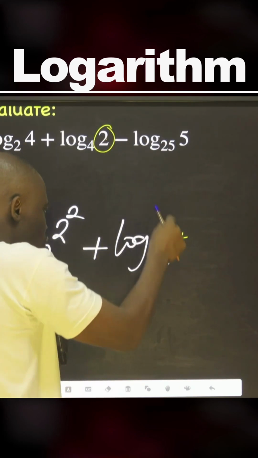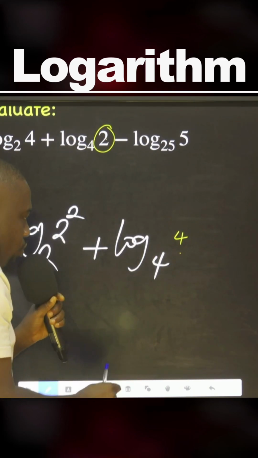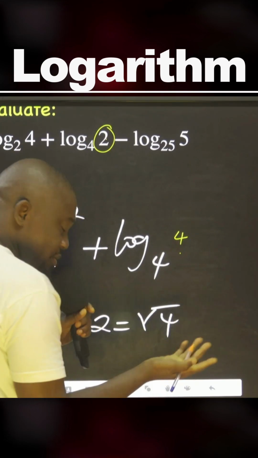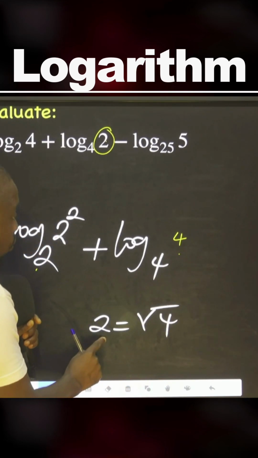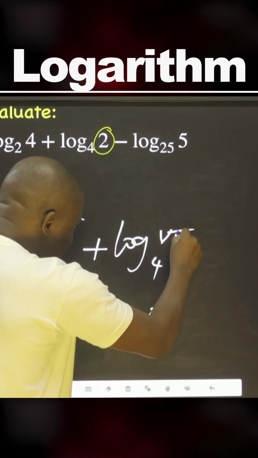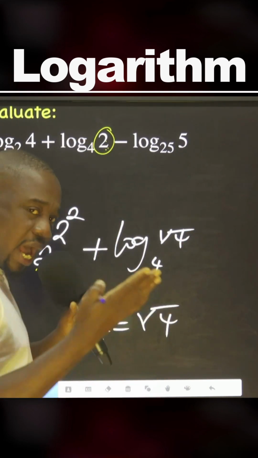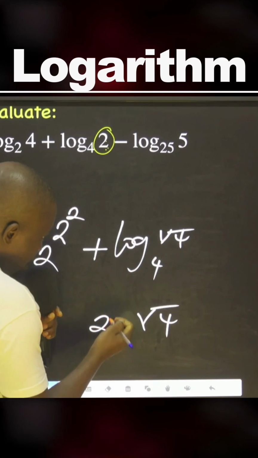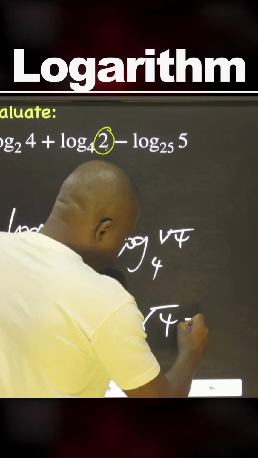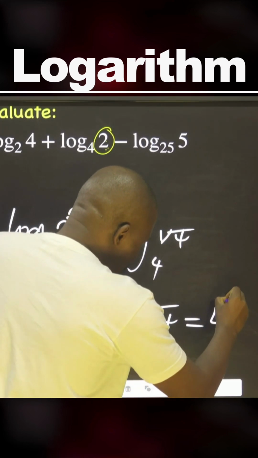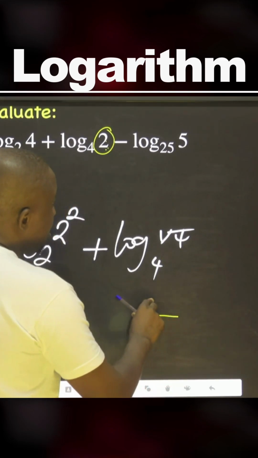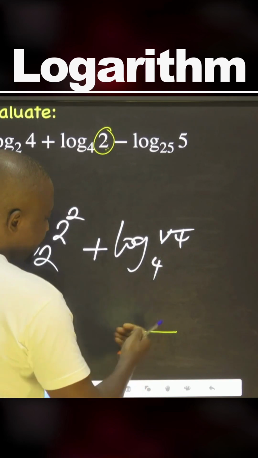How do I make 4 to be here without changing this 2? The only way is to say 2 is equal to the square root of 4, right? Square root of 4 is 2. So if I replace this now with the square root of 4, that is this 2, I am still writing the same thing. But by the way, what is the meaning of square root of 4? It also means 4 raised to power 1 over 2. Okay? Therefore, we can boldly move.